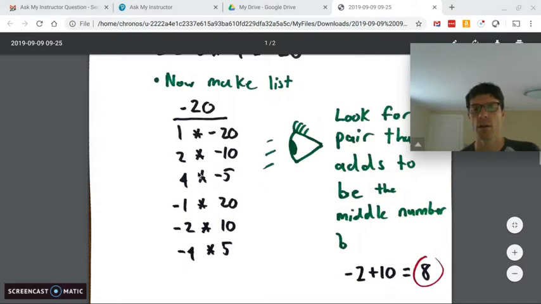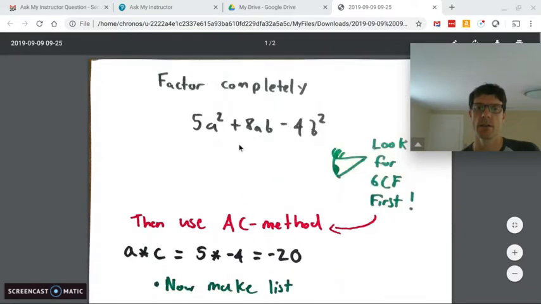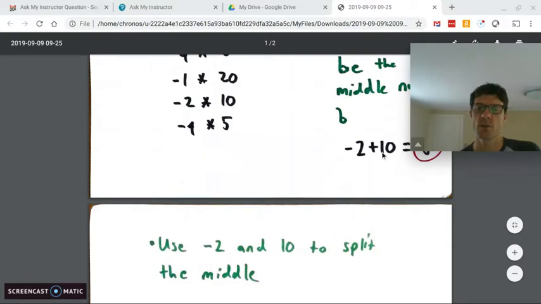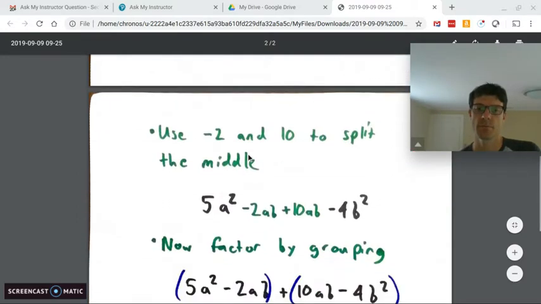Okay, but we are in luck here. We scan down our list and we find two numbers, -2 and 10, such that if I added them instead of multiplying them, I would get the middle number, or 8. Okay, I would get this 8 in the middle. Okay, now we're going to use -2 and 10 to split the middle.